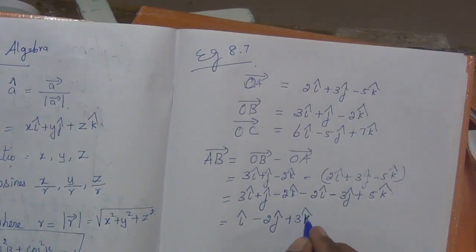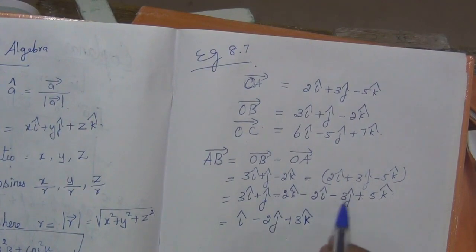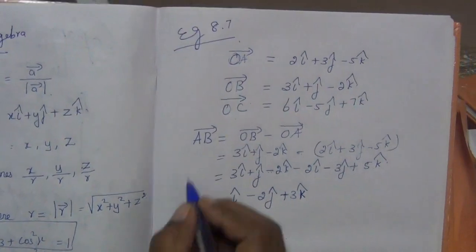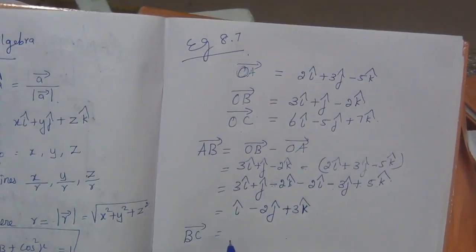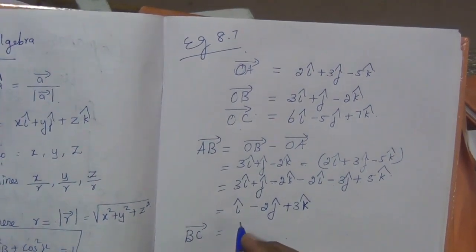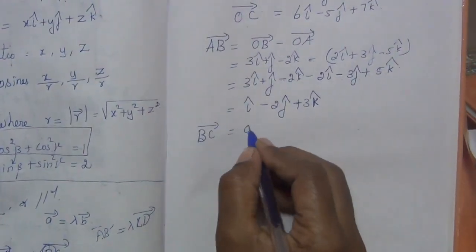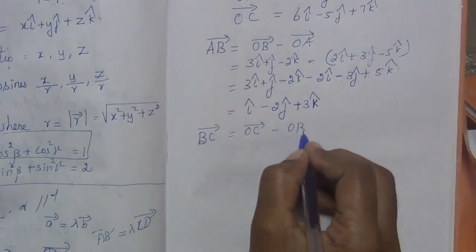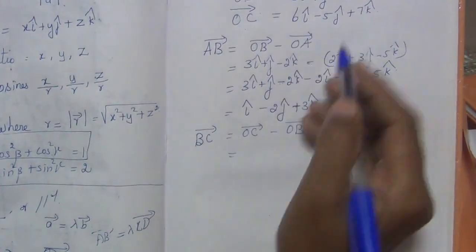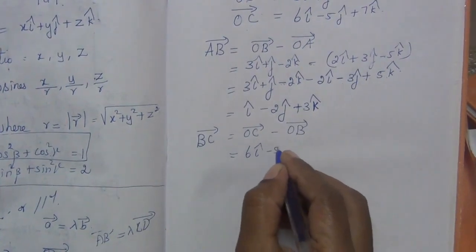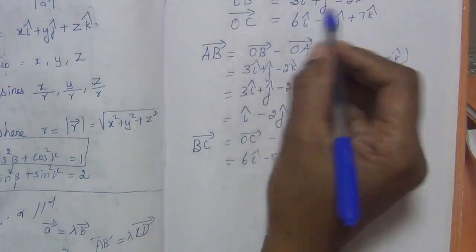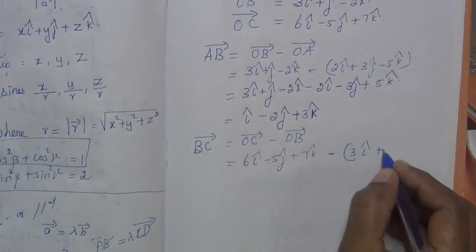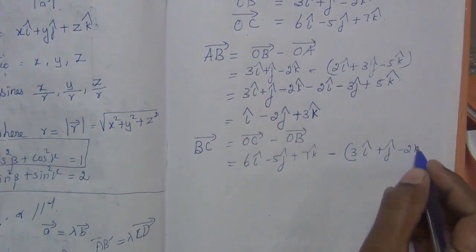Actually, if one number is positive and another number is negative, it means we have to subtract and put the greater number's sign. Okay, AB vector: either we can find BC vector or even AC vector. So AB vector is OA vector minus OB vector. OA vector is 6i cap minus 5j cap plus 7k cap, minus OB vector, that is 3i cap plus j cap minus 2k cap.